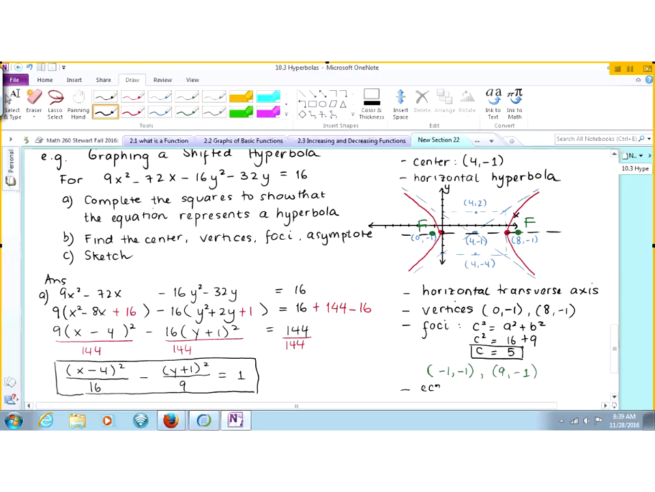Eccentricity. I always forget to ask. What is the eccentricity? Is it C over A or C over B? C is foci, so 5 divided by 4. That's it. Done. I'm waiting for questions.